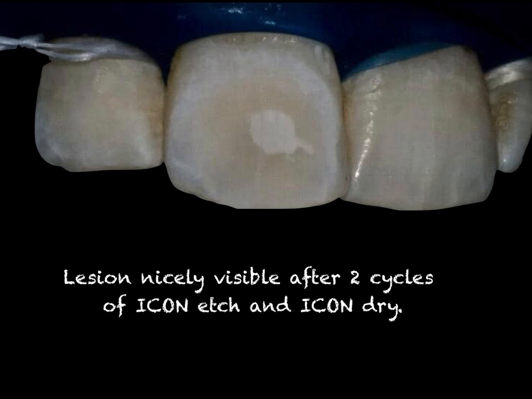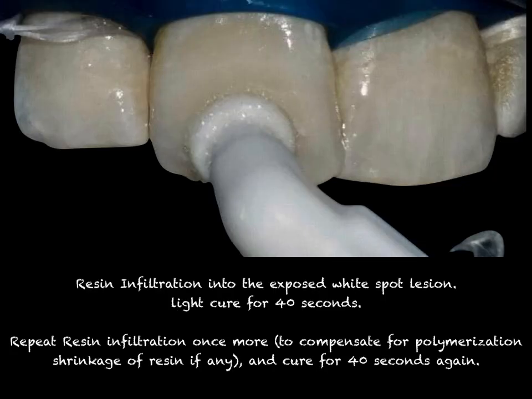Then comes the decisive step wherein we use the resin infiltration. It's available in a syringe with a padded applicator. We have to apply it and cure it for 40 seconds. Once it is nicely applied onto the tooth surface, cure it. I always try to do a second application and cure again, because maybe due to the polymerization shrinkage of resin, we may not have had the best results. So we usually prefer two applications. The first application, wait for about a few seconds, cure it, then the second application, which completely penetrates into the lesion and seals the surface.